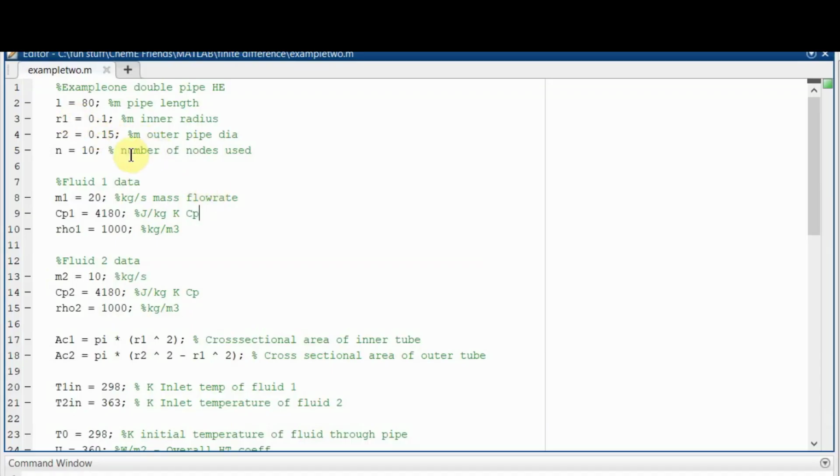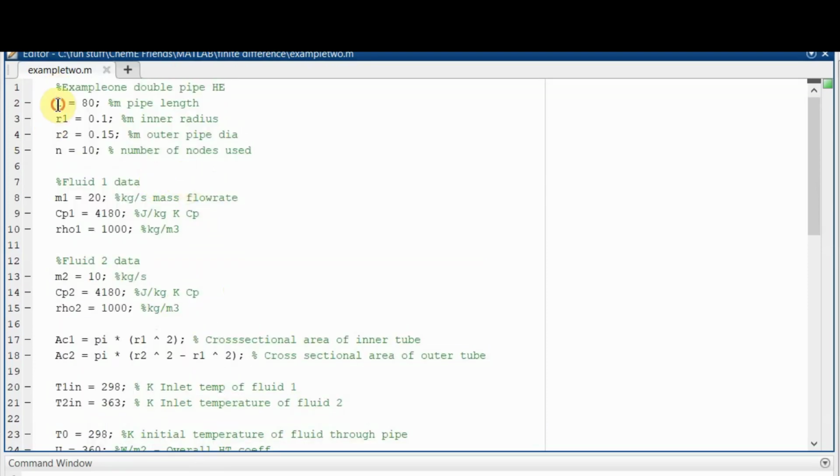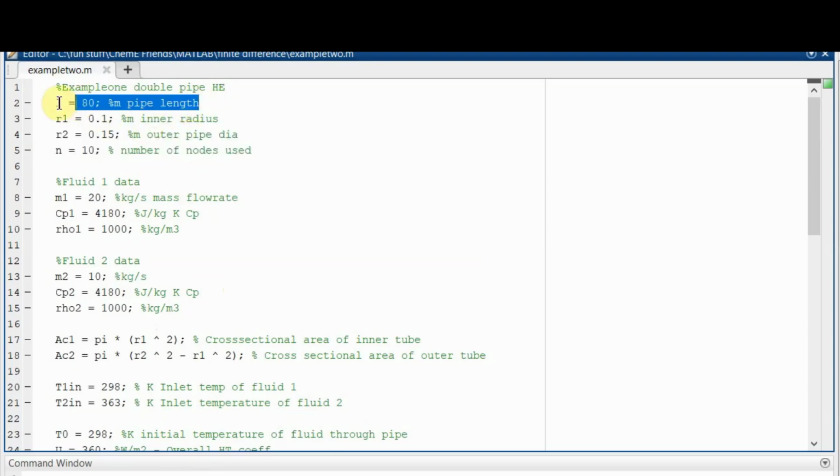Okay, so we are in the MATLAB environment, and we'll be taking a look at case 1, which is the counter current heat exchanger configuration. So we will first take a look at what these are. So these are basically the inputs which are already given in the question. So L is the length of the pipe, R1 is the inner radius, R2 is the outer pipe radius rather.